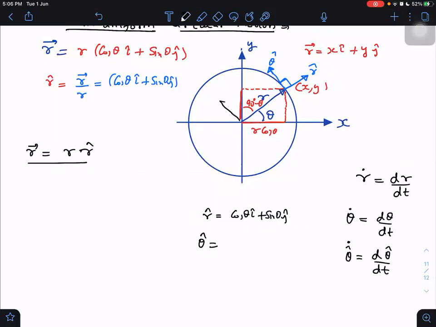Theta cap means, take this here: minus sin theta i cap plus cos theta j cap. This angle is theta.